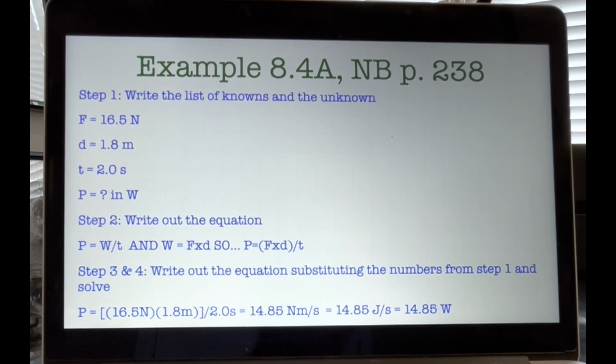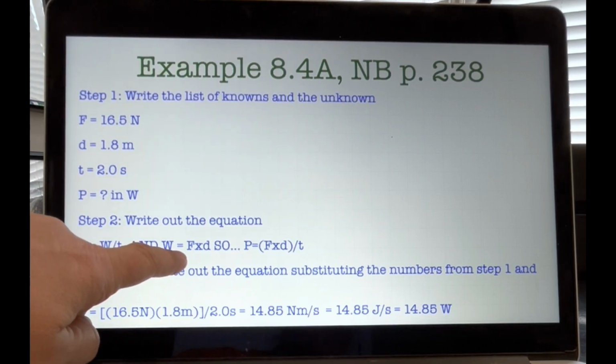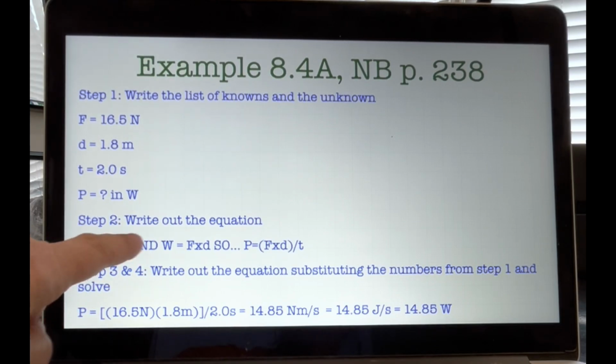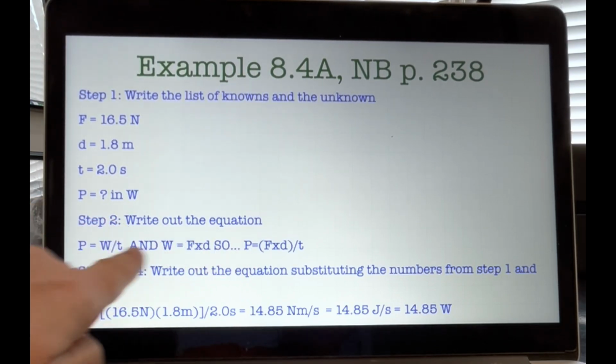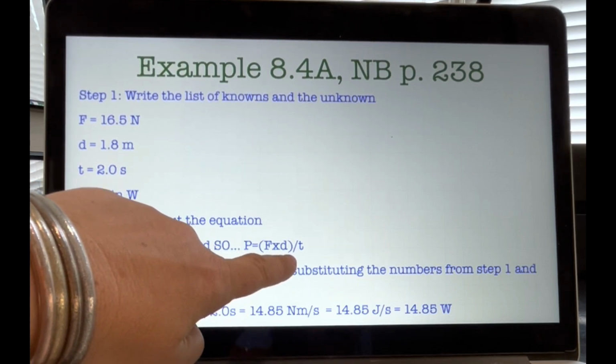Step 2, write out the equation. Now, since we aren't given the value for work in the problem, we will have to use both equation 8.3 and 8.4 to solve this problem. So we have power equals work divided by time, and work equals force times distance. So if we combine them, we can say power equals force times distance divided by time.